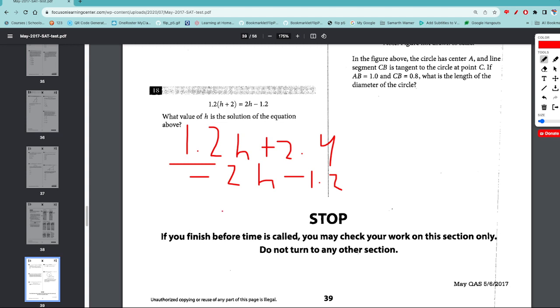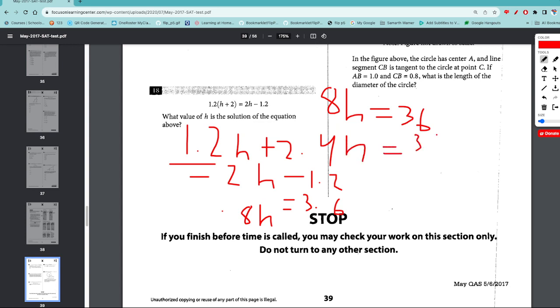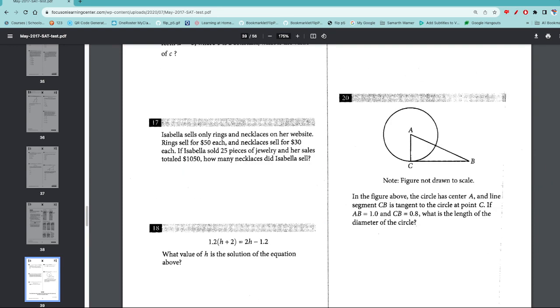So if we do, okay, let's bring this to this side. So we get 0.8h is equal to, and then the 1.2 goes over there, right? 3.6. So we get 8h is 36. H is 36 over 8. Which we can simplify, right, to divide by 4, 9 by 2, 4.5. Right. Yeah, okay, cool.